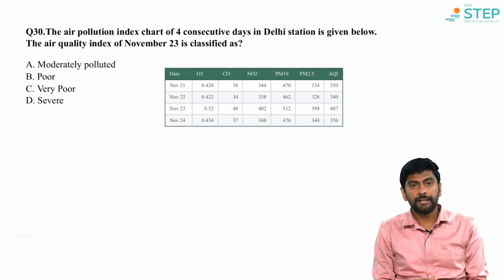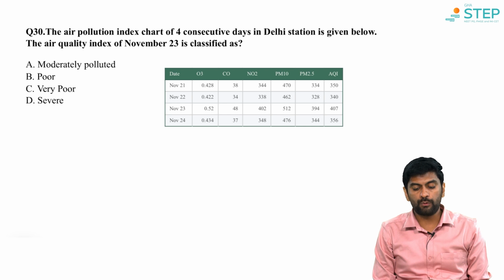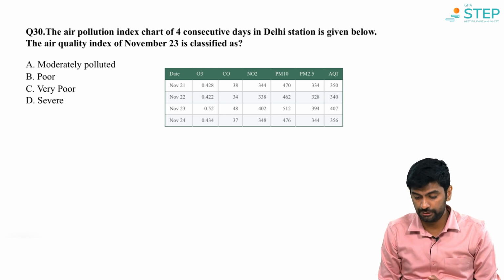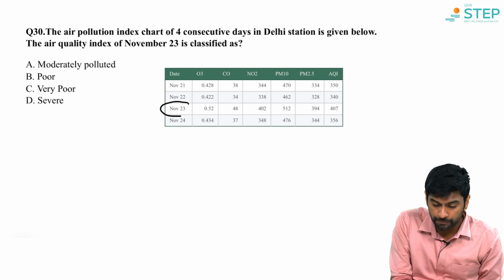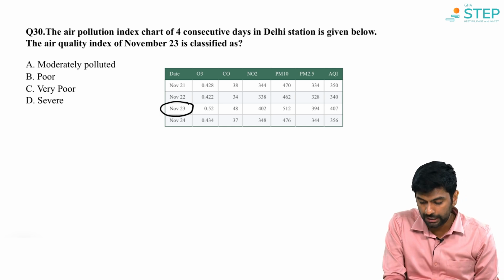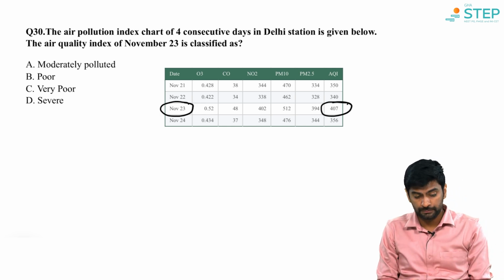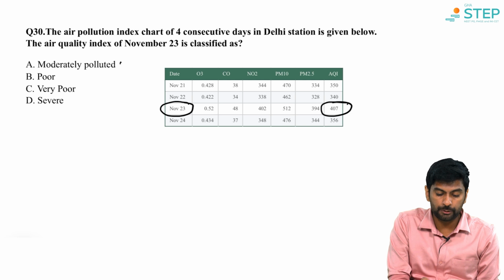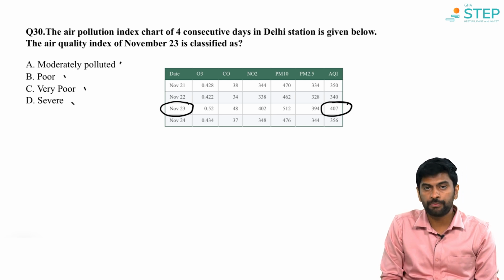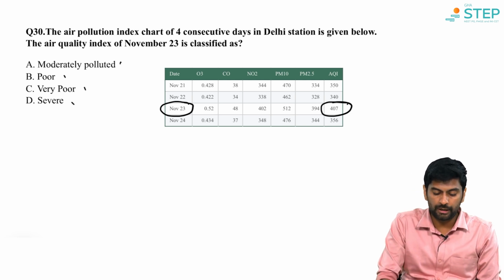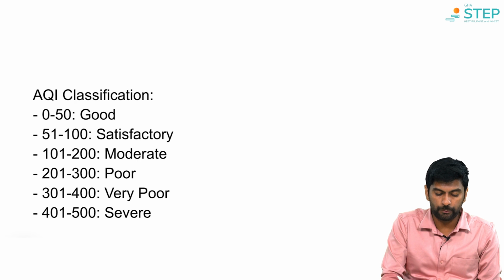Coming to question 30, the air pollution index chart of 4 consecutive days in Delhi station is given below. The air quality index of November 23 is classified as what? So the AQI here is 407. Is it going to be moderately polluted, poor, very poor, or severe? Let's have a look at the classification.